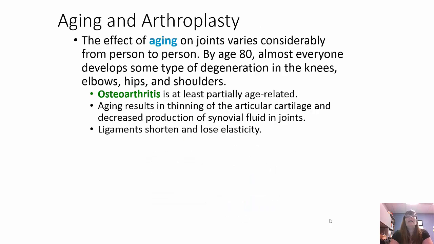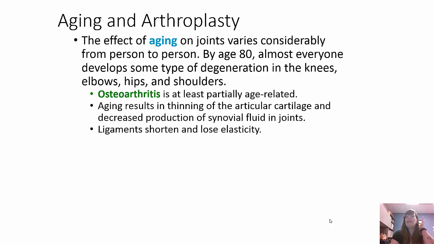Aging on joints is going to vary depending on who you are, but by age 80, almost everybody develops some sort of degeneration in your knees, elbows, hips, and shoulders. So you can't avoid it to an extent, but you can postpone it. The better shape you're in, the less sports you play, but the better shape you're in, I guess, because if you play sports, you're more prone to injuries.